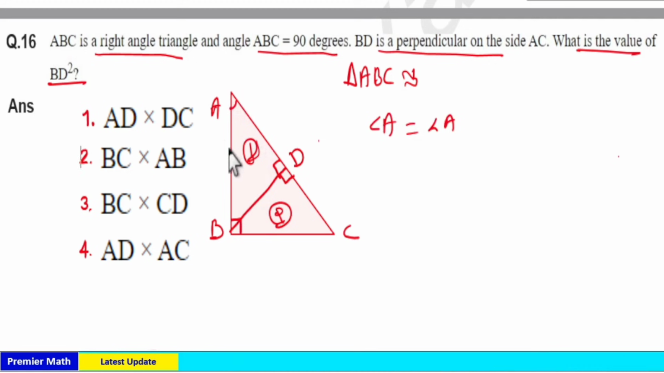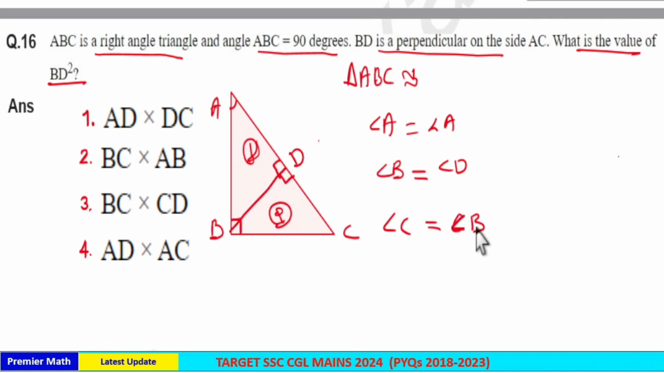And here in larger triangle ABC, angle B is 90 degree. In ADB, D is 90 degree. Two angles are equal means third angles are also equal. That is, in ABC, A and B are taken, remaining is C. In ADB, A and D are taken, remaining is B. So angle C is equal to angle B here. That is, three angles are equal, which means these two are similar triangles. That is triangle ABC similar to triangle ADB. Letter ordering is very important.